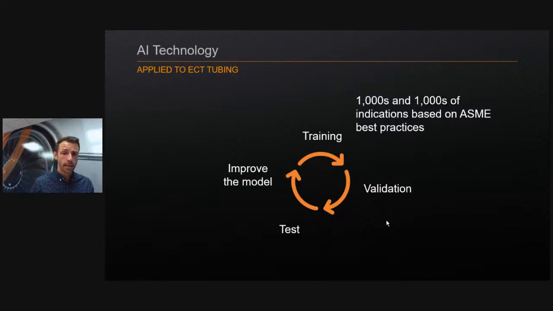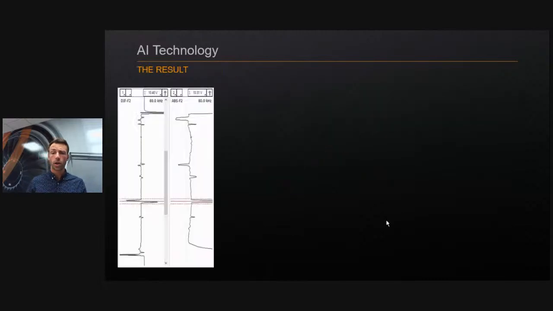For the AI ECT tubing, this is exactly what we've done. We created a training data set on thousands and thousands of indications based on ASME best practices. Then we validated the results of our model. We tested it on new data, and with those results, we improved the model over and over until we achieved a level of results that was satisfying for us. But it's always continuing.